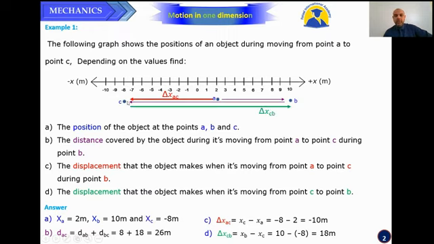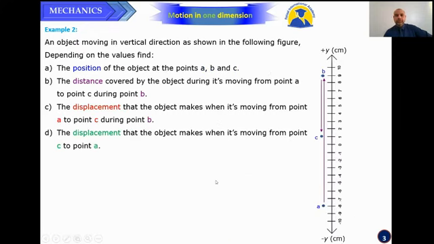Let's check from the graph. From C to B directly, if we draw one line from C to B, it will be 1, 2, 3, 4, up to 18. So it will be plus 18. This means right side. We move right side 18 meters. So this one is the displacement from C to B.